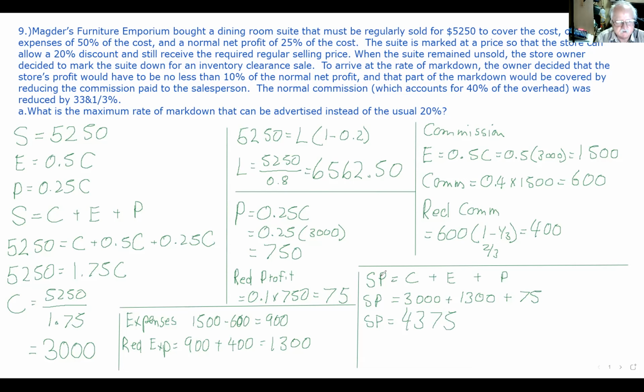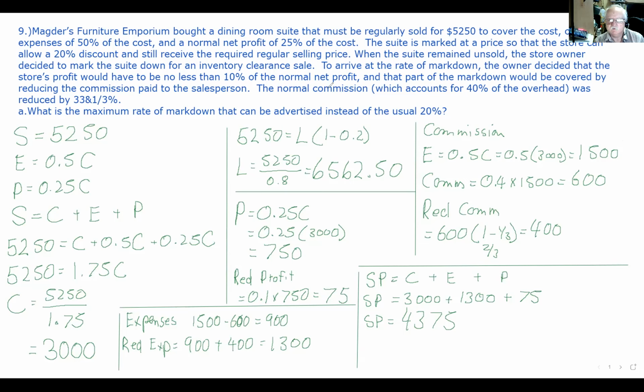Mr. Brown, yes, I have a question. Sure. For the expenses, why should we minus 600? What we originally figured out, based on where they told us up here that overhead expenses are 50% of cost, right? So we figured out 0.5 of cost. So 0.5 of 3,000 is 1,500. So we figured out that if nothing changed, if they hadn't put this on sale, their expenses would have been 1,500.